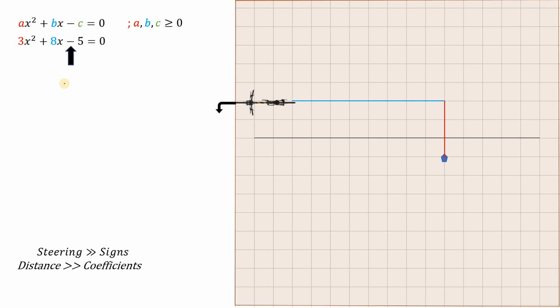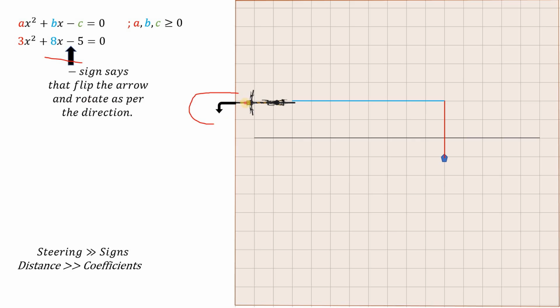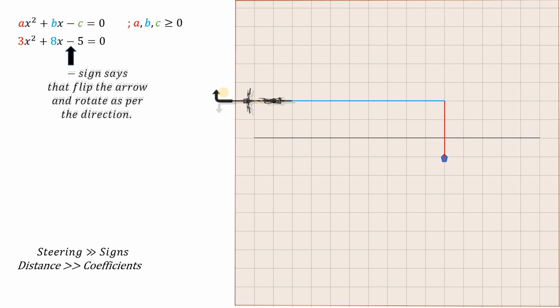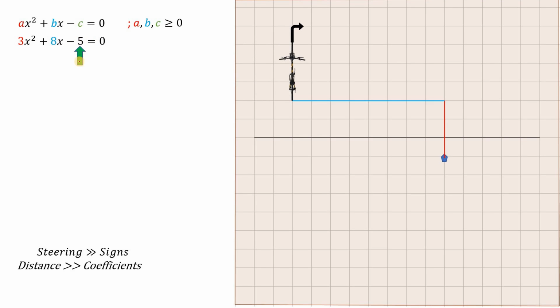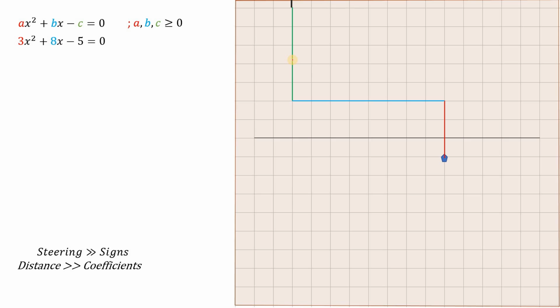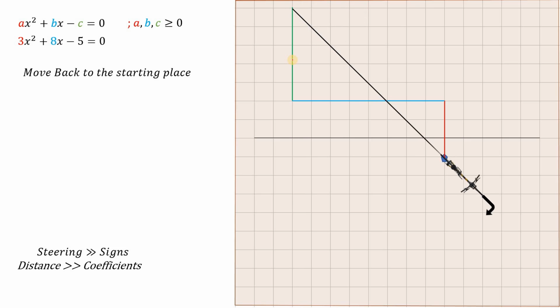Then comes the turn of the negative sign over here. Negative sign says that flip the arrow and rotate as per the direction, so we are going to flip this arrow like this and rotate in that direction. Then we are going to move 5 units up in the bicycle. At last what we do is we trace the path back to the starting place where we originated.